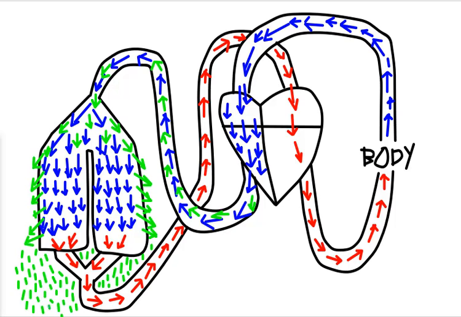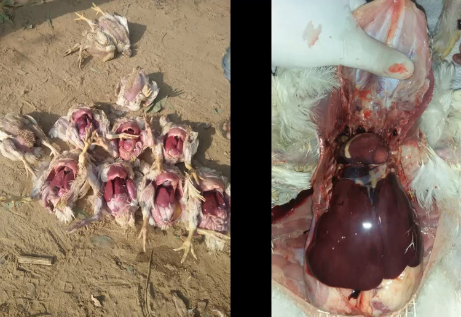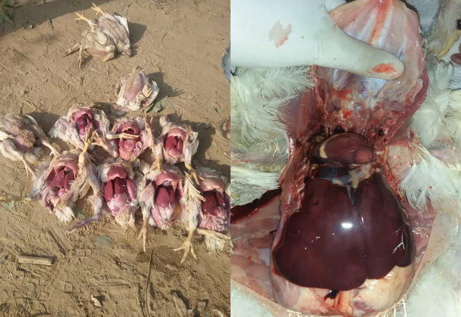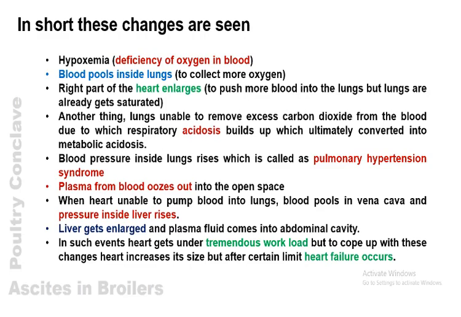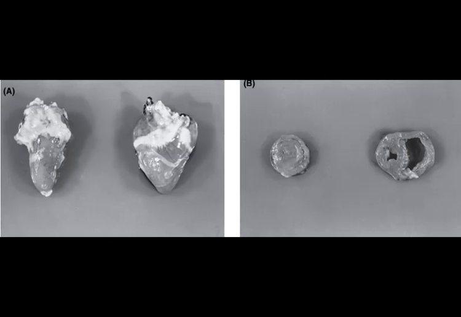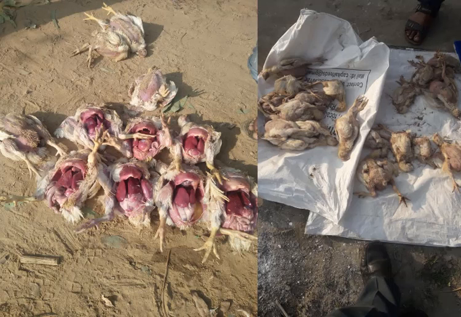When the heart is unable to pump blood into the lungs, blood pools in the vena cava and pressure builds up inside the liver. The liver gets enlarged and plasma fluid comes into the abdominal cavity. In such events, the heart gets under tremendous workload, but to cope with these changes, the heart increases its size. But after a certain limit, heart failure occurs, and that is responsible for the rapid death in case of ascites. No doubt the pathogenesis of ascites is complex and difficult to understand. That is why control of ascites in outbreaks could become difficult.